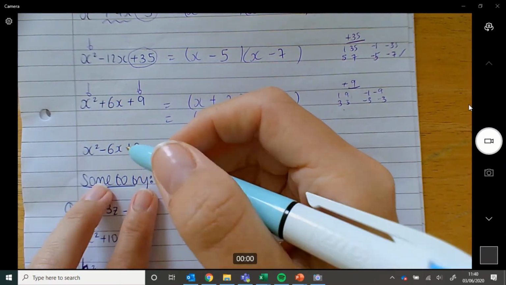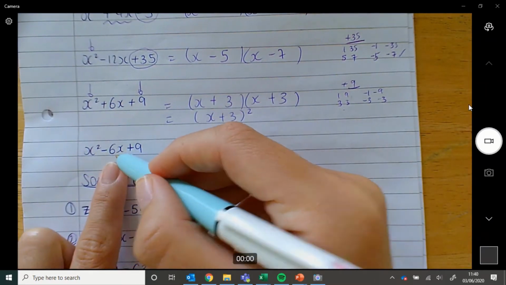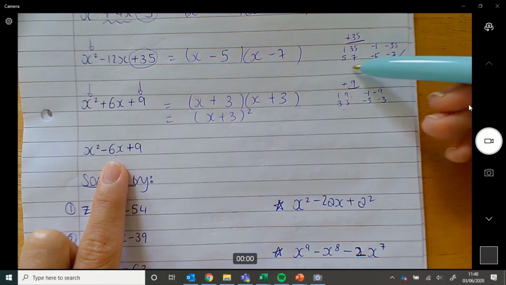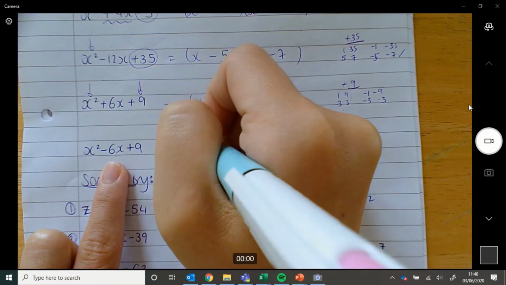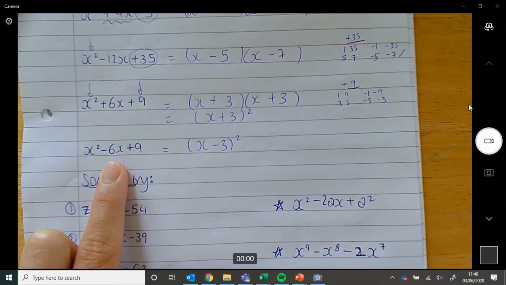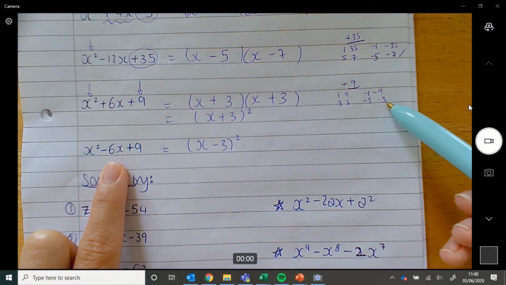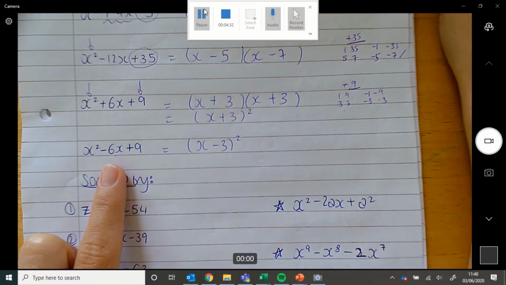Same for this bottom one. If you notice, everything is the same here except the middle two terms. I've already listed out all the factors of 9, so this one I'm just going to write straight as x minus 3 squared. I can write that because it's x minus 3 multiplied by x minus 3, and I can just condense it down to give me x minus 3 squared.